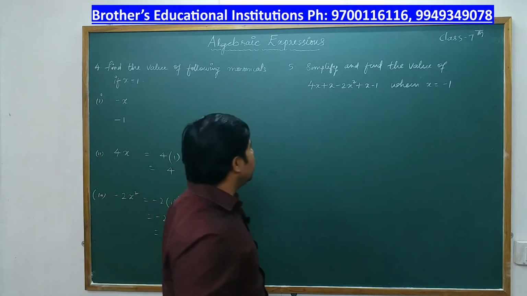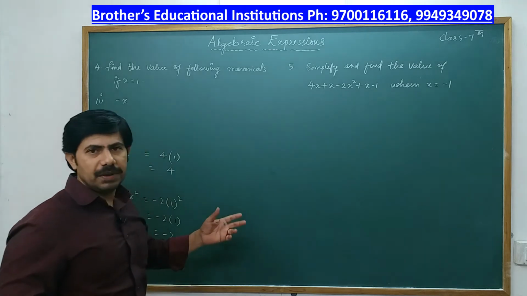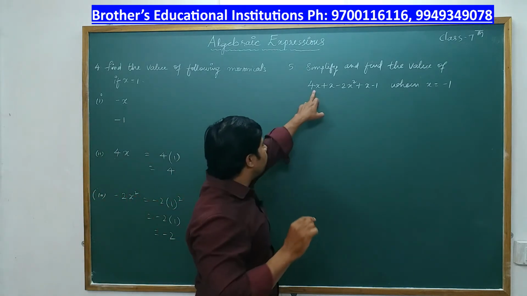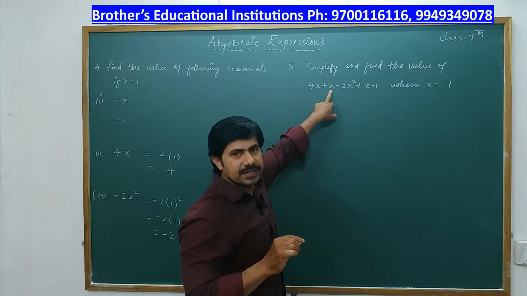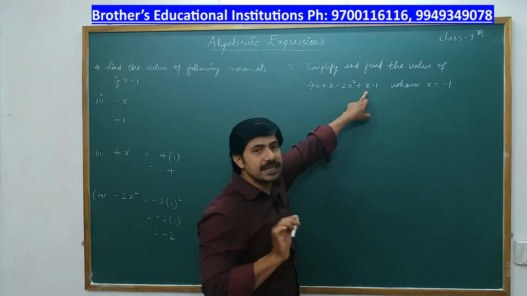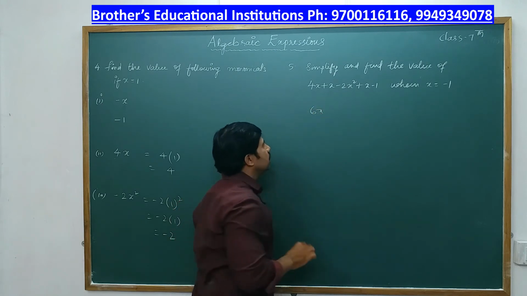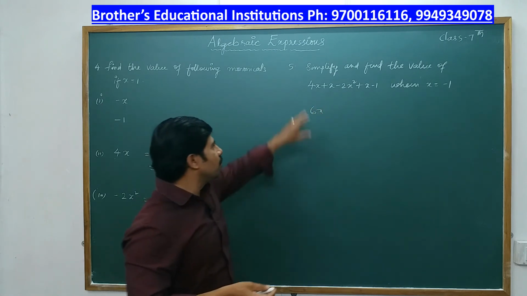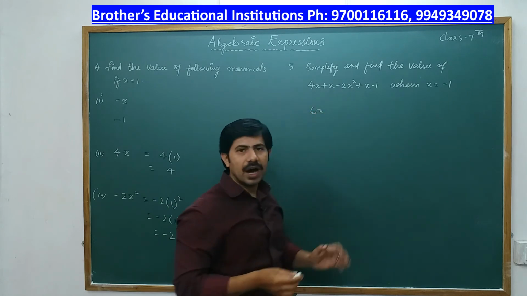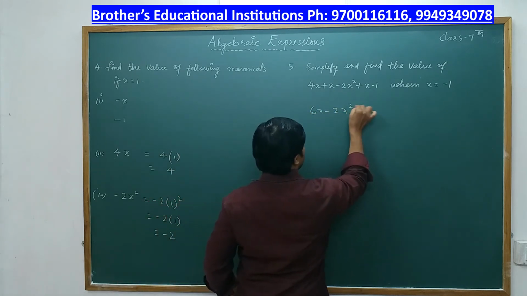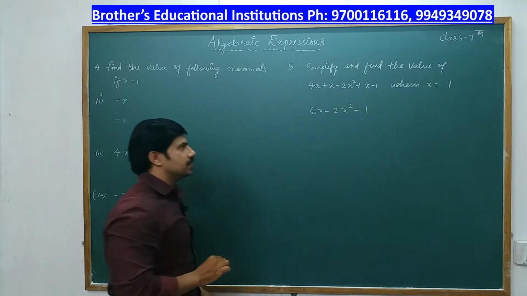Simplify and find the value. See, now we have to simplify this one. So first we'll see the x terms. 4x plus x is 5x. 5x plus x is 6x. So first I am simplifying the like terms. Here x, x, x. 4x, x and x are like terms. We got 6x. Then minus 2x square minus 1 as it is.